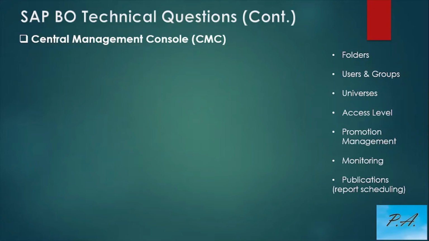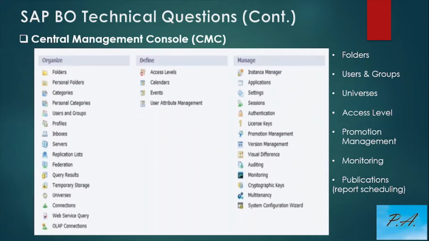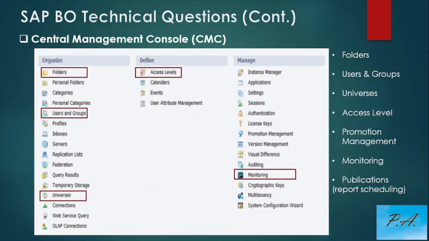Some of these are highlighted in the following CMC home screenshot, like folders: all the administrative tasks and activities like folder creation, managing subfolders, and managing folder access. Next is users and groups: creating user groups and users, adding users in the required user groups, managing user access, etc. And apart from these, universes and access level monitoring, these functionalities you should be aware of. One of the most important functions is promotion management. You must understand the end-to-end object promotion process in CMC.